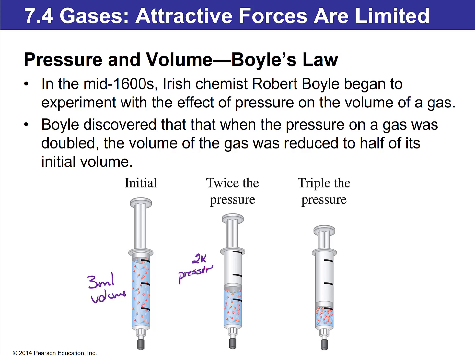By how much? Half. And if I take that initial 3 milliliter volume and I push with 3 times the pressure, what happens to the volume? Looking at this last one, if I have 3 times the pressure, I'll have 1/3 of the volume. So we saw that they were related. If I change the pressure, the volume is going to change by an inverse proportion.